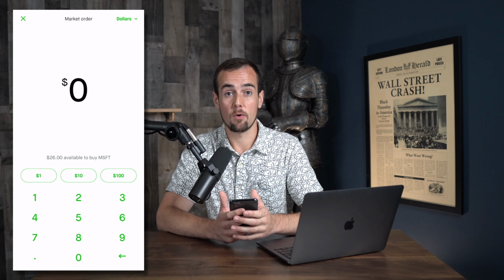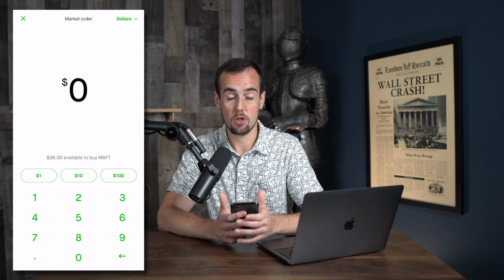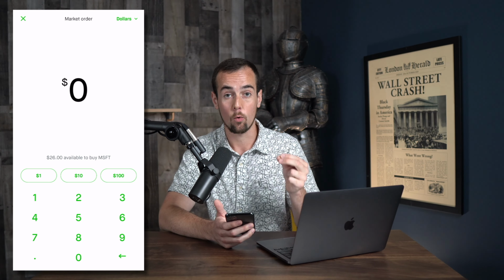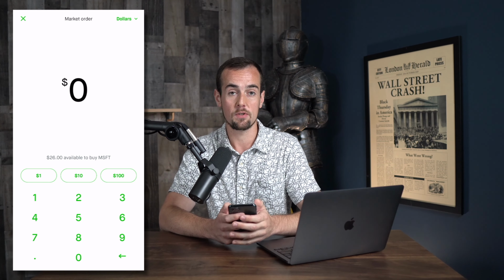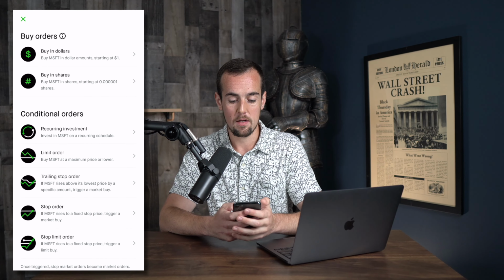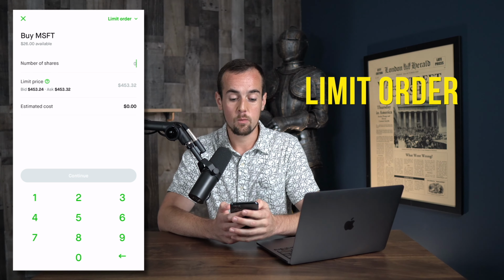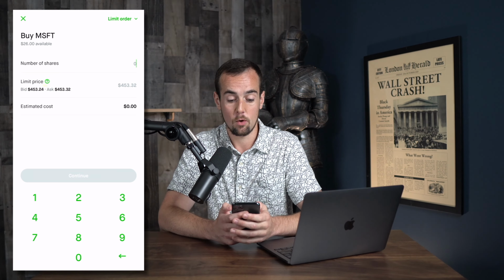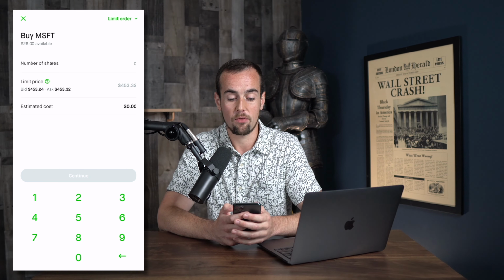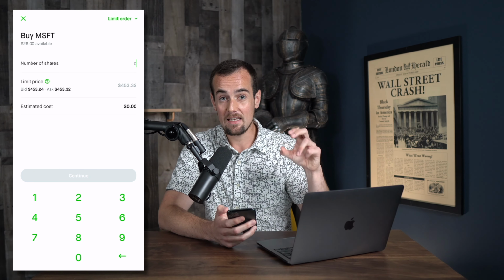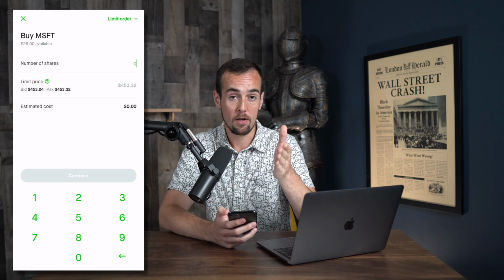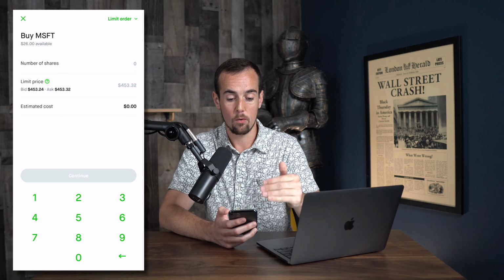Market orders are best for those that are looking for immediate order execution, but if you wanted to specify the price exactly that you're buying or selling a stock or ETF for, that is when you would use a limit order. So if we click in the top right here, we can select limit order, and this will actually show us the current bid price and the ask price for Microsoft. So right now it's $4.53 as the bid and $4.53 as the ask. So that 8-cent difference between the two is referred to as the spread. And if you were to place a market order, the price would fall between those two numbers.